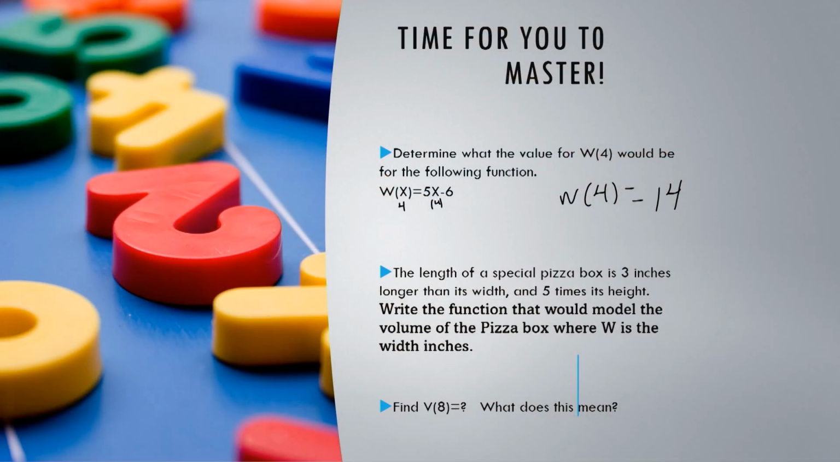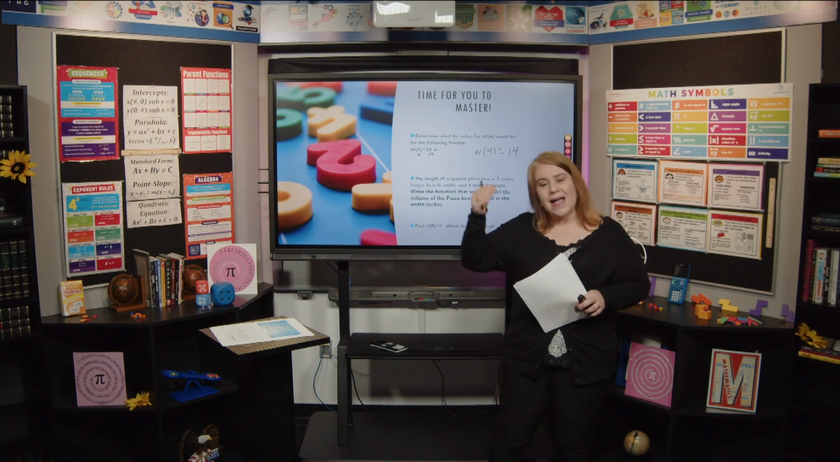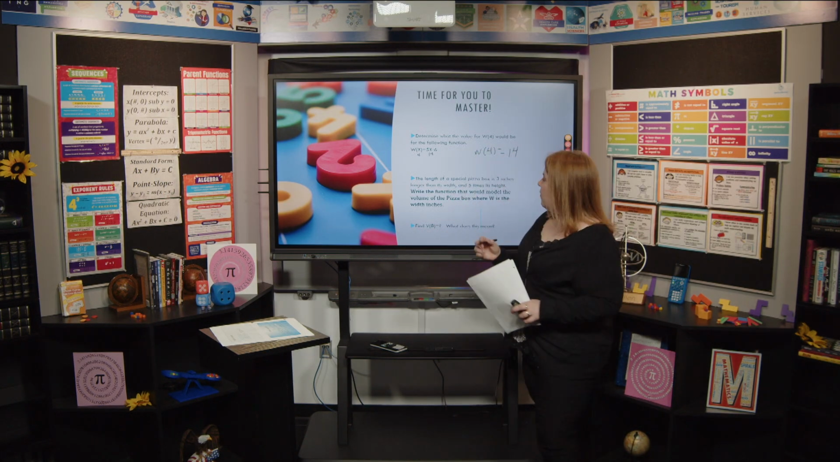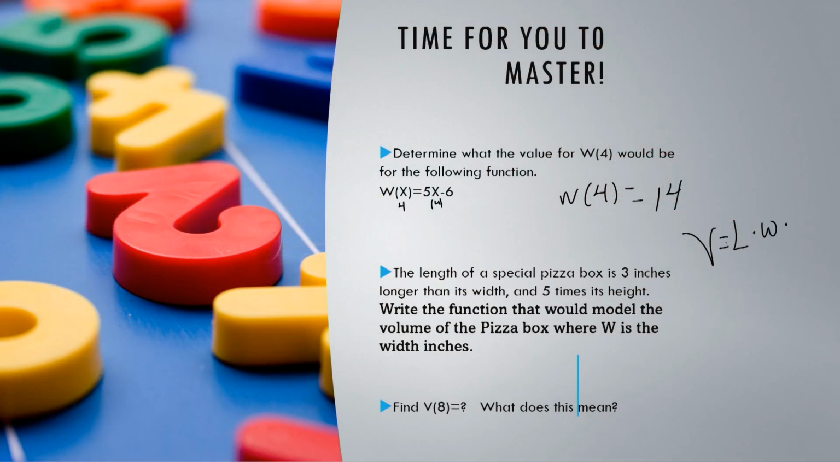It says the length of a special pizza box is 3 inches longer than its width, 5 times its height. Write the function that would model the volume of this pizza box where W is the width in inches. Now, with this type of problem, we had to have back knowledge about volume to work this. Now remember, when I do volume, I have length times width times my height. So let's go ahead and plug in what we know.